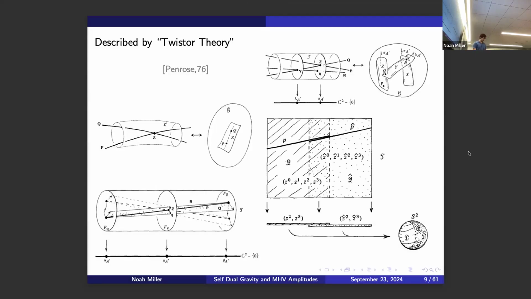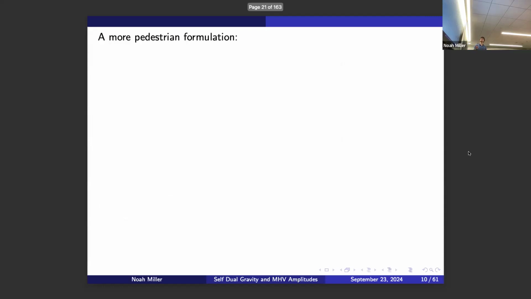So self-dual gravity is the main object of study of a branch of mathematical physics called twistor theory, which I won't get into here. I just wanted to mention twistor theory. Here are some beautiful hand-drawn images from Penrose's original paper. Basically, there's a way that you can describe these self-dual spacetimes in a very mathematically rich way, and you can solve self-dual gravity with twistor theory, but we're not really going to discuss this.